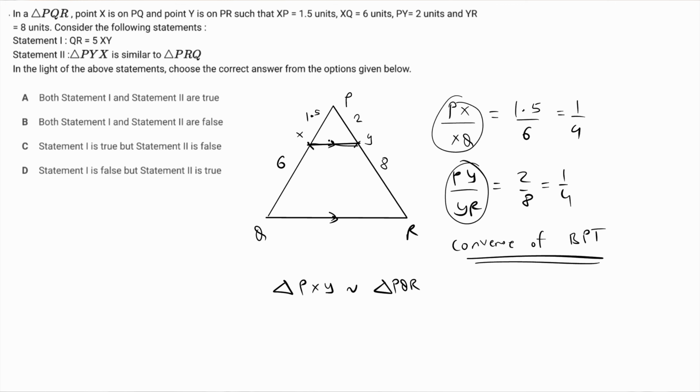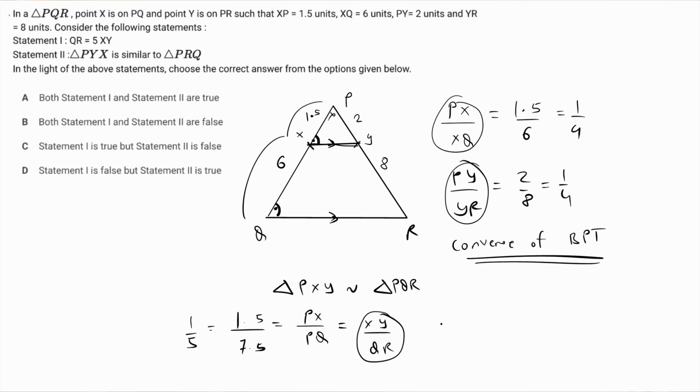How? Angle PXY will be same as angle PQR, corresponding angles of parallel lines, and P would be the common angle. So triangle PXY is similar to triangle PQR. So I can say PX upon PQ would be same as XY upon QR. Now PX is basically 1.5 and PQ is PX plus XQ, that's 7.5. So I will get PX upon PQ as 1 by 5, which will be equal to XY upon QR, or I will say XY into 5 is basically QR.